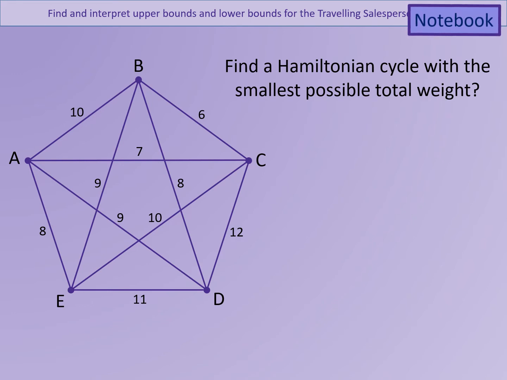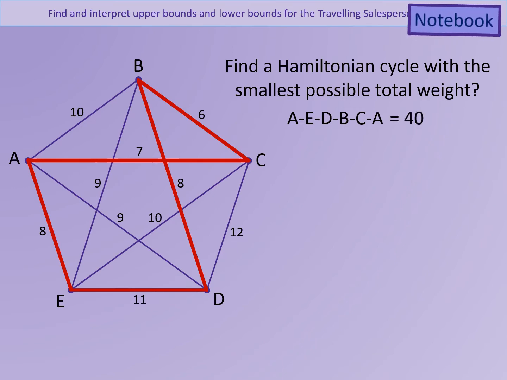So we're going to try to find a Hamiltonian cycle for this network with the smallest possible total weight. By inspection, we could start at vertex A, travel to E, D, B, C, and then back to A. This would give us a tour of total weight 40.